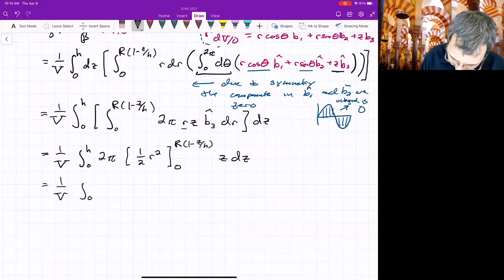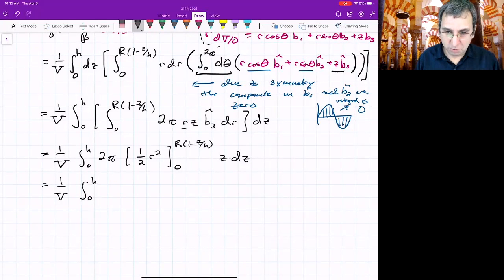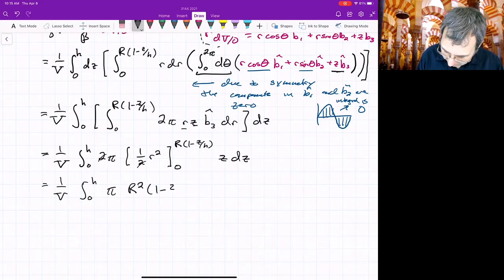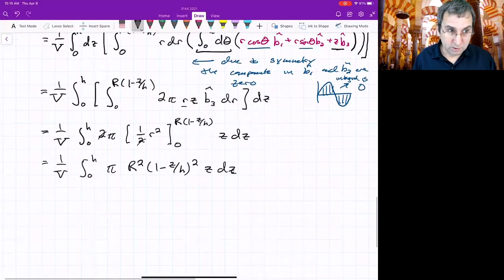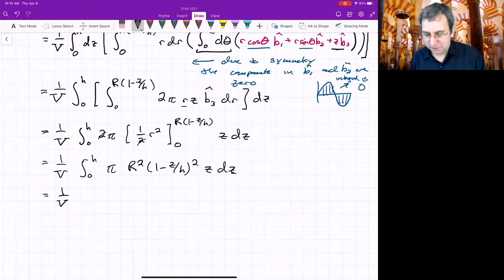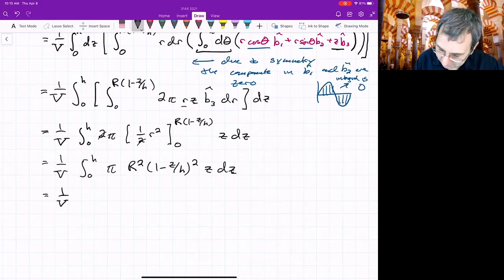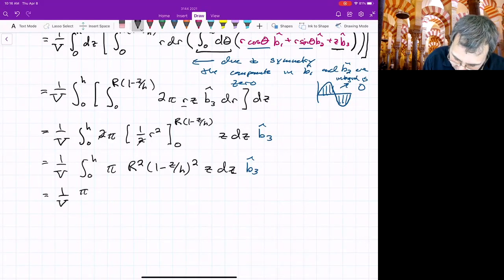Okay, if I evaluate that, let me just bring out this 2. The 2s cancel. And I have capital R squared, 1 minus z over h squared, z dz. Okay, so now I have an interesting integral over z. You do that. At this point, I'm hoping you could reliably do one-dimensional integrals. Oh, you dropped the B3. Okay, I did. Here it is, B3, B3. It turns out you get pi over 12, h squared, R squared.